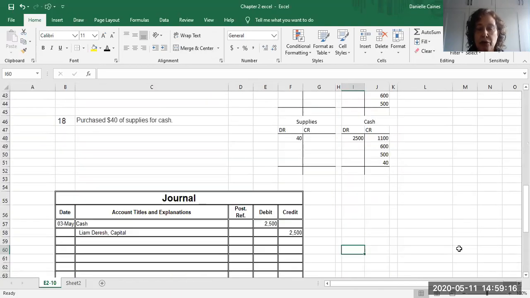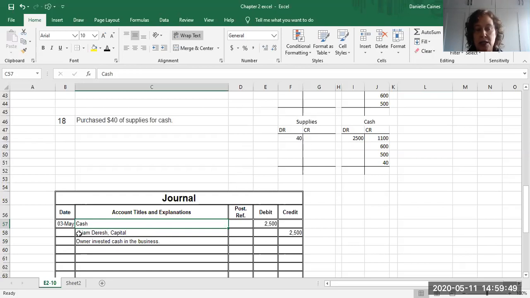Then we also provide a description in a journal entry. The third item is to make a description of what this journal entry is about. And in this case, the owner invested cash in the business. So you make a little statement about what this entry was about. Notice that cash, the debit entry, always comes first in a journal entry. So always your debit will come first. And if you have more than one debit, you'll list all the debits first, and then the credit. So Liam Darish Capital is a credit.